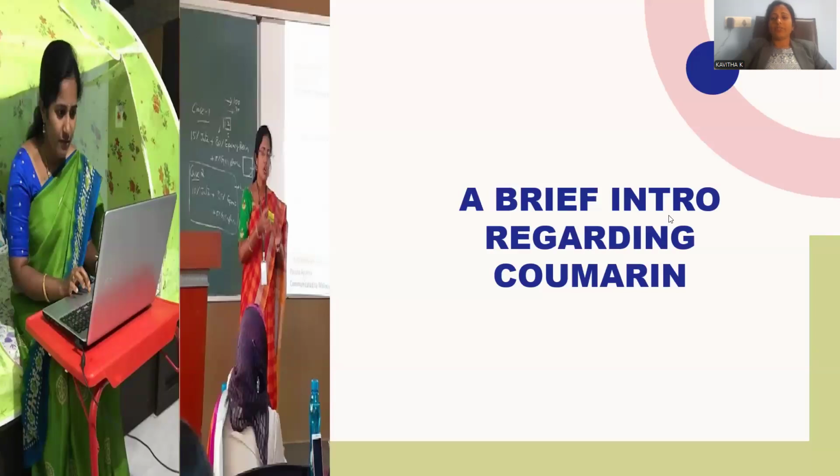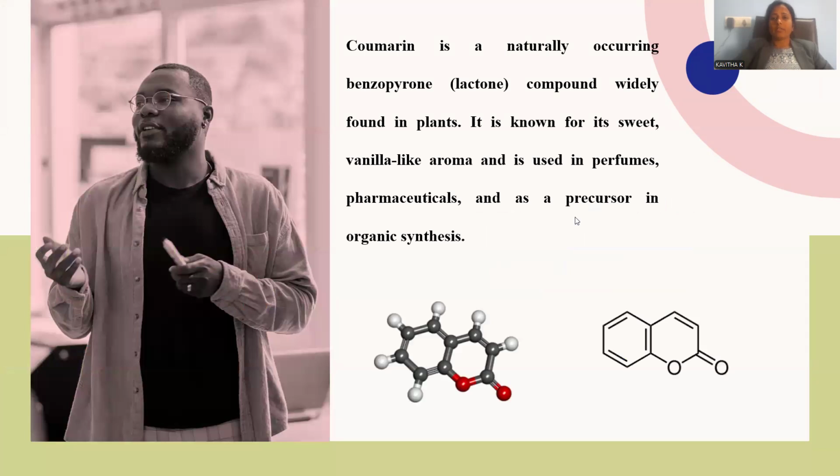Let me go with a brief intro regarding this coumarin compound. Coumarin is a naturally occurring compound. It is a phytochemical, extracted from plant material, and in general, we can say it is a benzopyran ring. It is a lactone. Whenever an ester exists in a ring system, that is said to be a lactone, so it is a cyclic lactone system. The compound is widely found in plants, so we can say phytochemical as well. It is known for its sweet, vanilla-like aroma, right? So it is a sweet flavoring agent, and the vanilla flavor is also indicated by this coumarin compound.